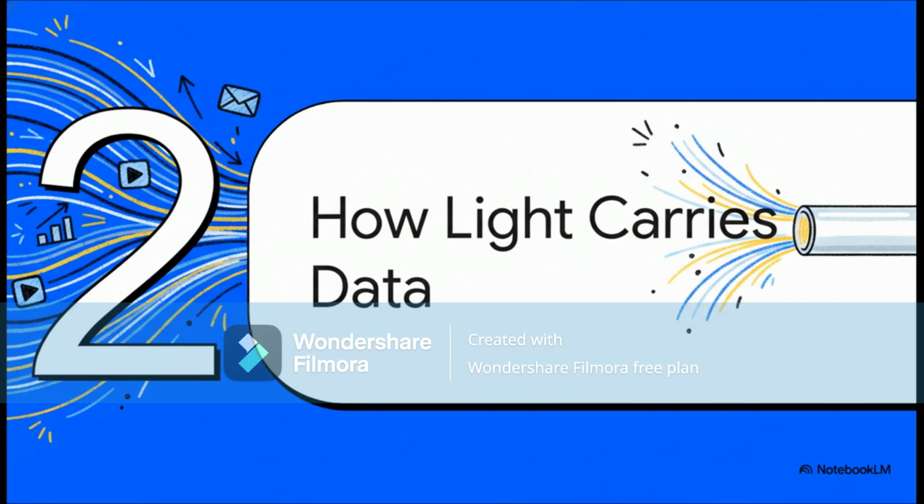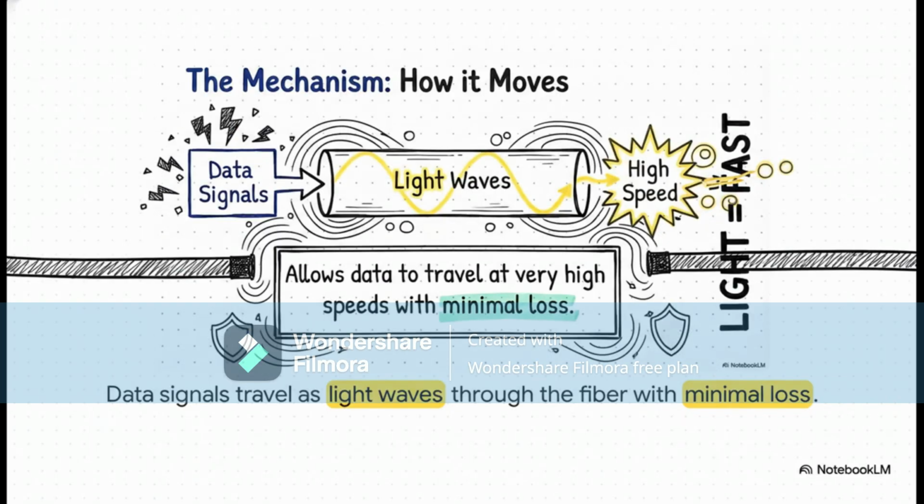How can you take a movie or a video game or a text message and turn it into, well, a beam of light? It's actually pretty genius. Your data, which starts out as an electrical signal, gets converted into tiny little pulses of light. These pulses then shoot down the glass fiber. And they don't get lost because they just keep bouncing off the inside walls of the cable, staying trapped inside. This is why we say there's minimal loss. The signal stays super strong and clear, even over huge distances.